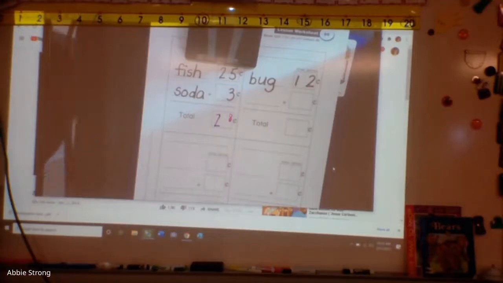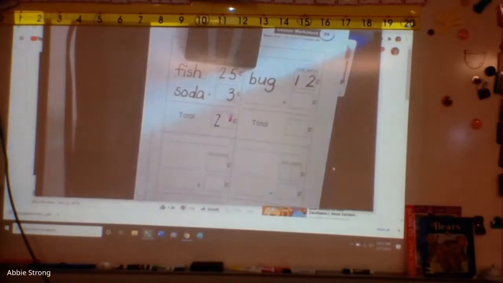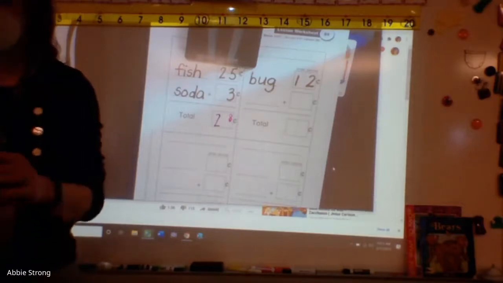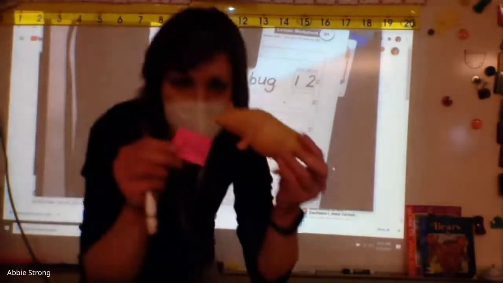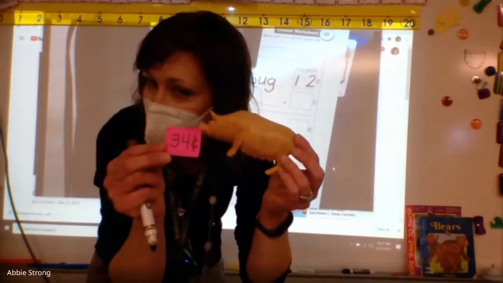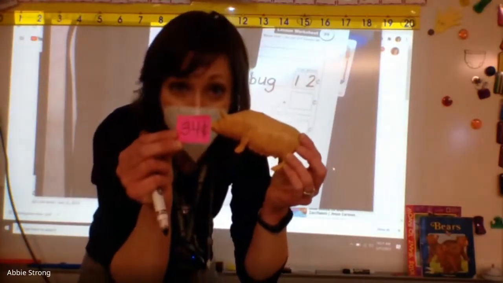I need a new shopper. Matthew, come on up. Find something from our store. And yep, and grab that little price tag for me, kiddo. What did you find? Pig. He found a pig. Matthew, what's the price of your pig toy? 34 cents. 34 cents. Good.